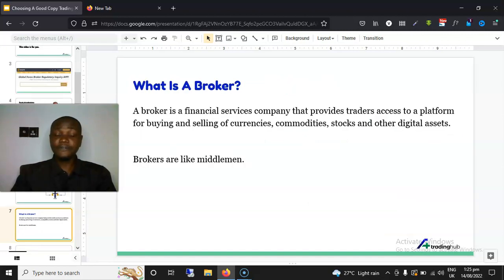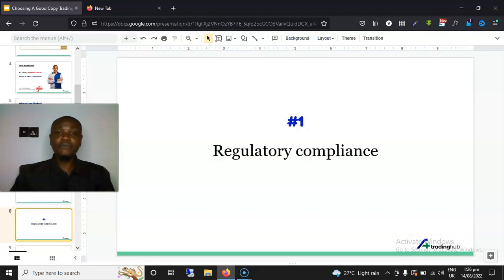A broker is a financial service company that provides traders access to a platform for buying and selling of currencies, commodities, stocks, and other digital assets. Personally, I normally tell people that brokers are like middlemen in the market, because they are in between you and the market. They give you access to the market, so that is why I call them middlemen. So let's move right in.